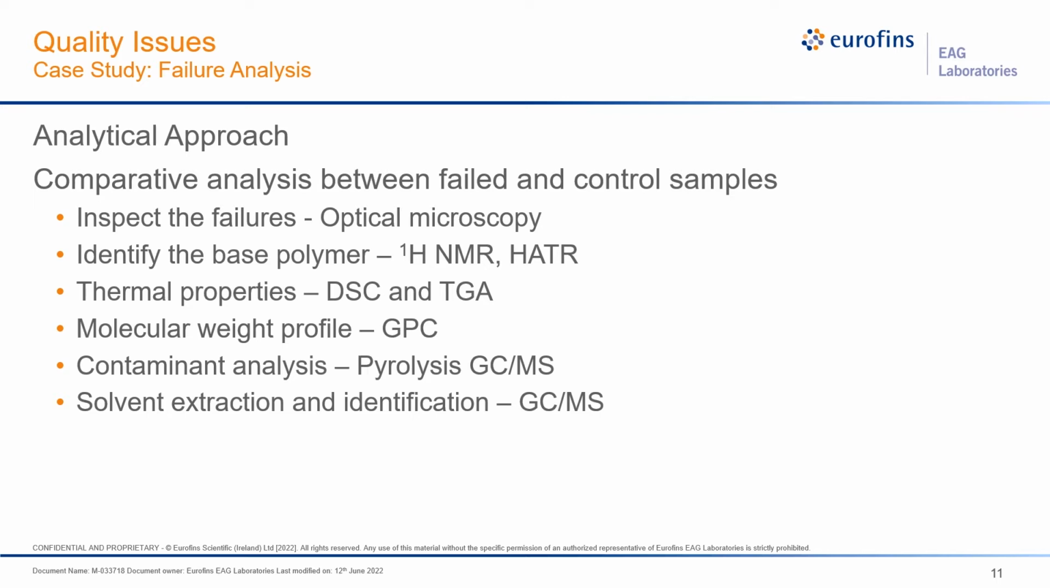So given what was detected in the failed sample, both the control and the failed sample were extracted, and the extraction was analyzed using gas chromatography mass spectrometry. In the extraction of the failed material, a chemical was identified as being present that was not seen in the control sample. Let's take a look at what was found.